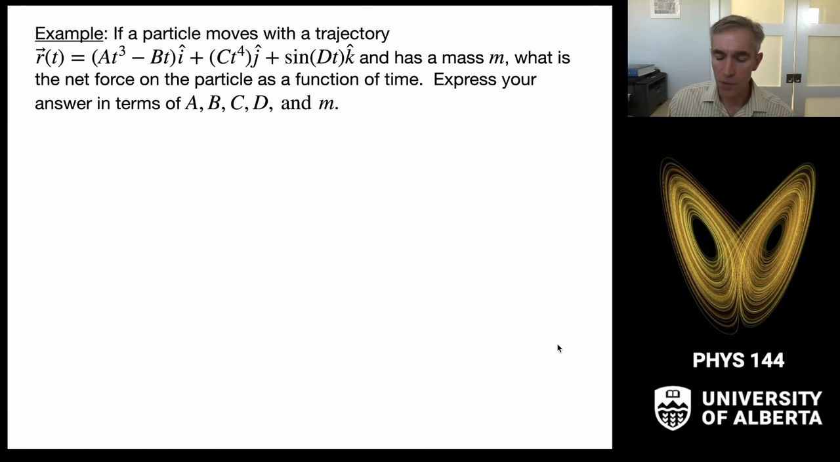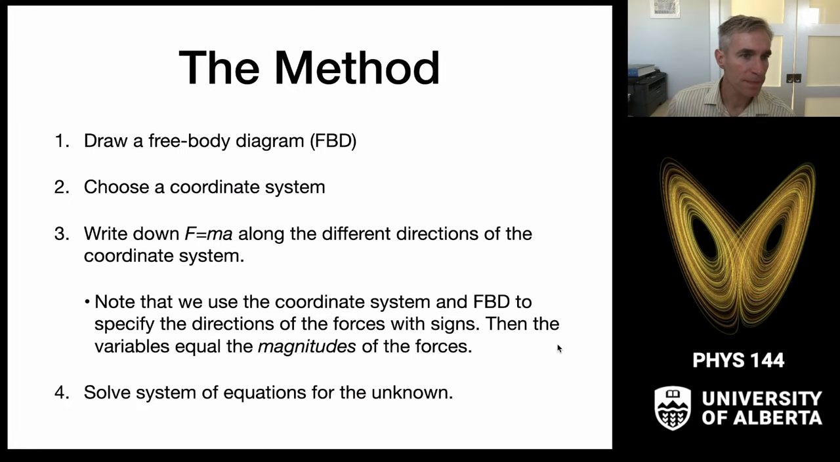We are going to move into vectors. And so the way we analyze systems always follows the same core method, which we're going to describe by first creating free body diagrams. We'll talk about those in a moment. The second is we choose coordinate systems. We write down F equals MA along the different directions of the selected coordinate systems. And then we solve these systems of equations for unknowns.